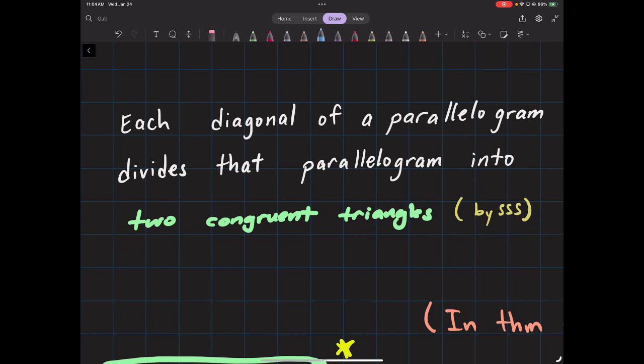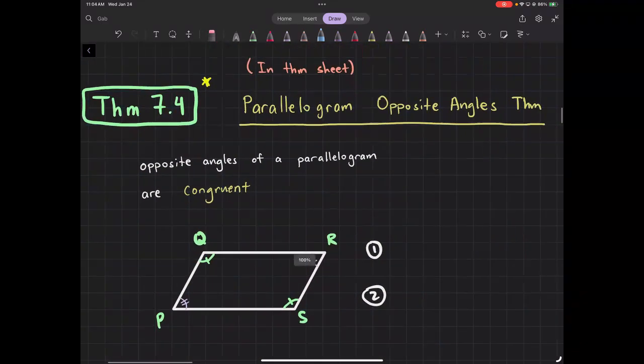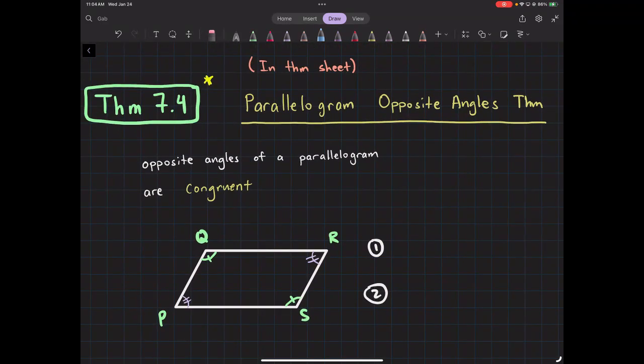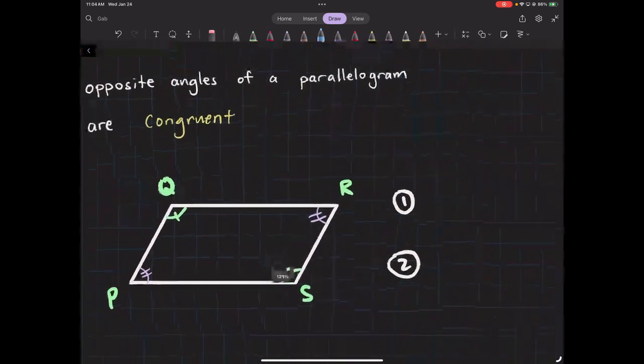And then this next part, we're just gonna look and write it down on the theorem sheet, okay? Good? Okay, so on your theorem sheet, go to 7.4. We're gonna talk about that one now. Like I just said, we talked about opposite sides. So now we're gonna talk about opposite angles. And the same thing happens here. So opposite angles should be what? Congruent.